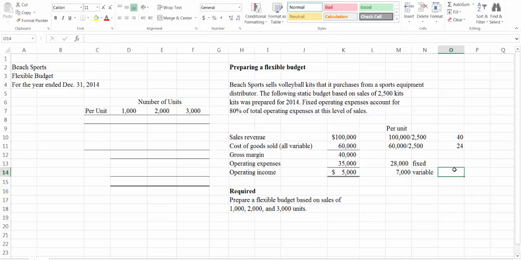Okay, so now let's find our variable amount per unit. Again, we're going to do the same thing we did before. The 7,000 variable cost is for 2,500 kits. So if we divide 7,000 by 2,500, we're going to get $2.80 per unit. Okay, so now let's set up our income statement. We're going to start with sales revenue, as we always do.